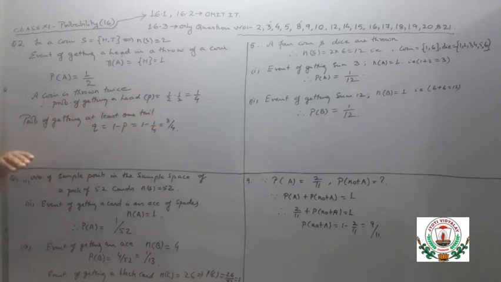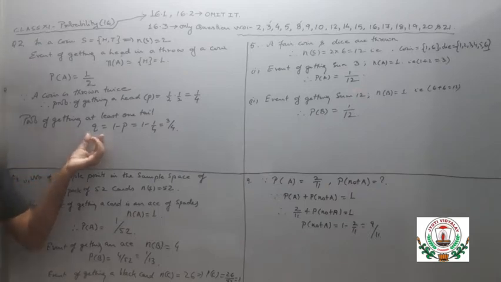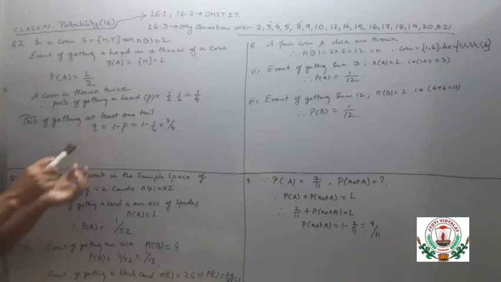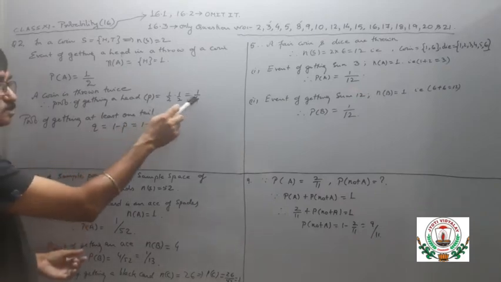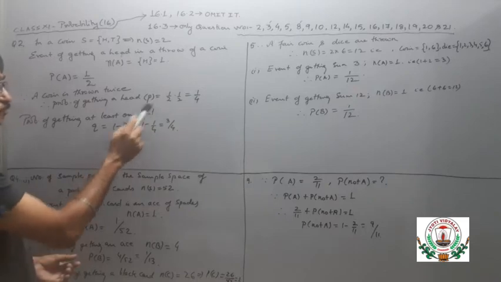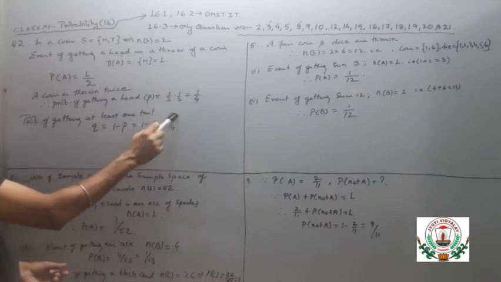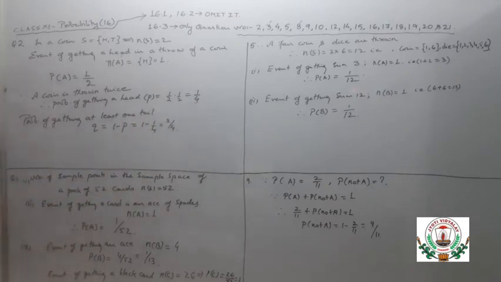Now what will be the probability of getting at least one tail? At least one tail मतलब कम से कम एक या एक से ज़्यादा. So we know that probability of success plus failure is equal to 1. So by applying that concept, Q is equal to 1 minus P, 1 minus failure equals success, that is 3 by 4. So probability of getting at least one tail is 3 by 4. This is the most important question.